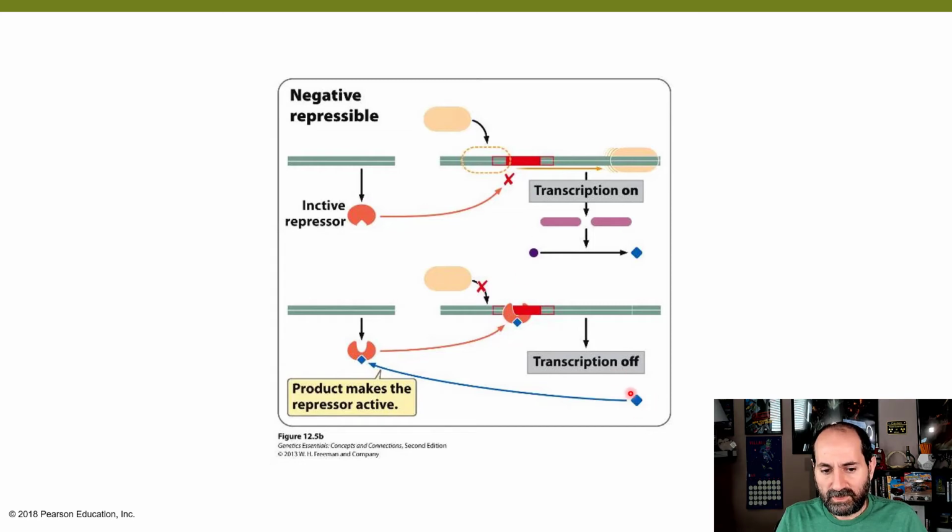However, this small molecule, and again, the small molecule usually being the product of this expression, can feed back. It can bind to the repressor and actually make the repressor active. Now the repressor can bind to the operator, preventing RNA polymerase from binding. Did you see that? So this is an example of what's called feedback inhibition. If you've ever heard of that term before, from Biology 1406, feedback inhibition.